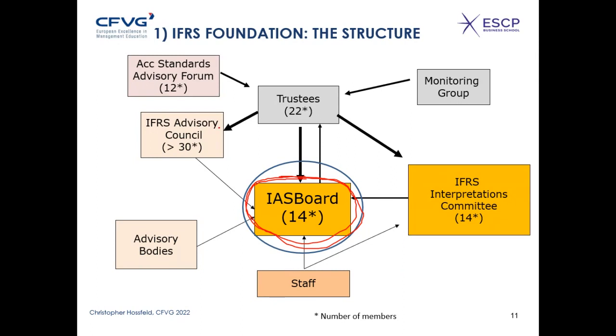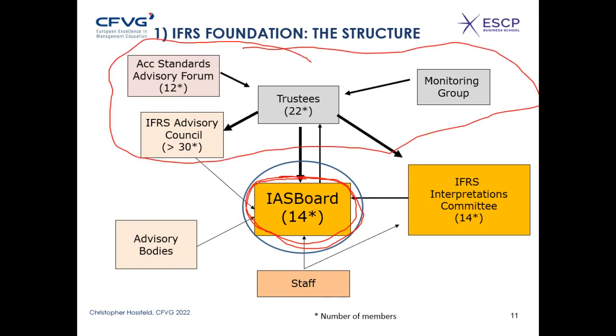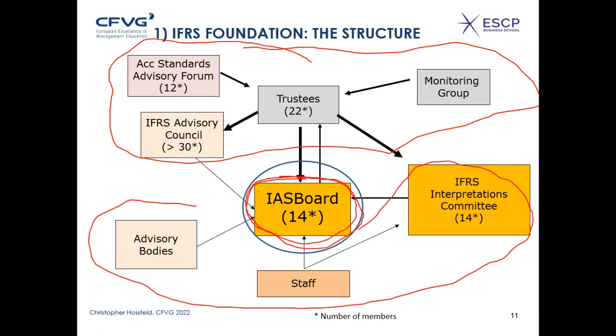Sometimes they have a more political role. We could say that everything up here has a more political role of monitoring the organization, and everything down here has more of a technical role. Those organizations and bodies talk about technical issues of accounting, like where to put things in the balance sheet, how to measure them, and so on. But the heart is the 14 people of the board. So you see, there's quite a structure around this.